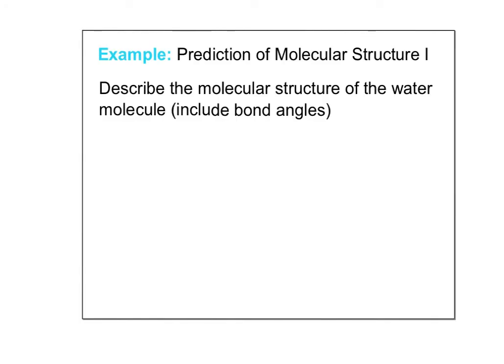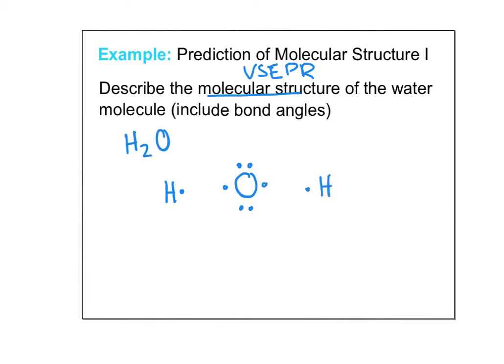All right, here's our first example. Describe the molecular structure, so that's talking to me about VSEPR, of a water molecule. So we know water is H2O. Okay, O is our central atom. So just a little review. I know we did this in class, but oxygen has 6 valence electrons, and each hydrogen has 1 valence electron. So overall, this guy has 8 valence electrons for us to work with. We can't have more or less than that.